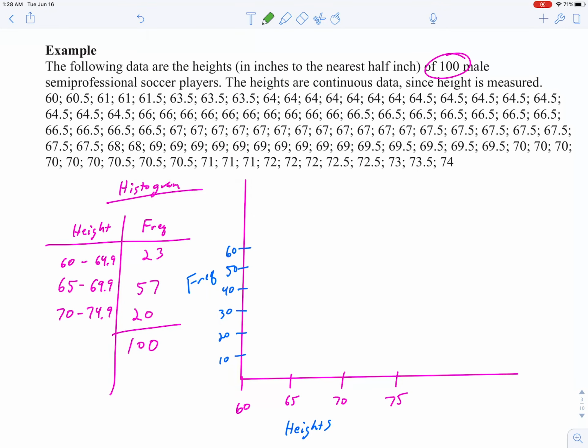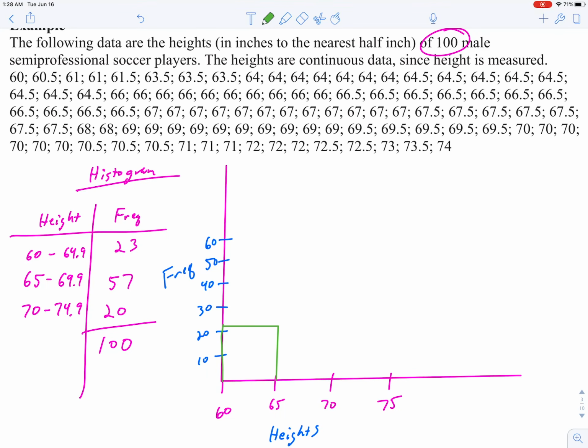So now we'll make the bars the height of the frequency. So for 60 to 64.9, we'll go up to 65. I'm going to show you how to do this. We're going to do 23, right? So we'll approximate. The bar goes right about there. All right, there's the first bar. Second bar is going to be a height of 57. So again, remember the bars are touching each other. So 57 is right about there. It's a little crooked, but that's okay. It does not have to be perfect.